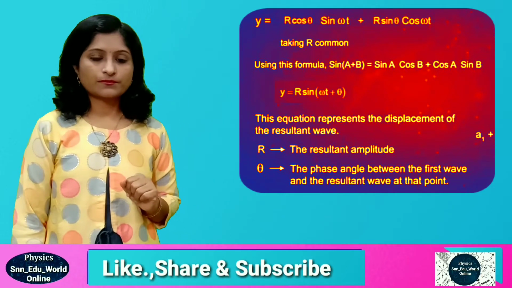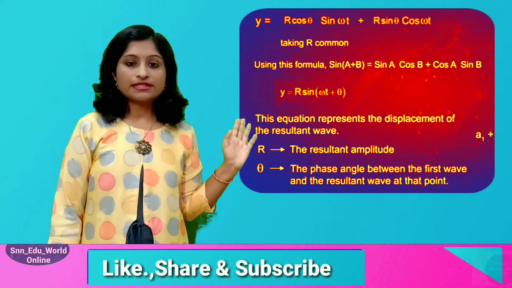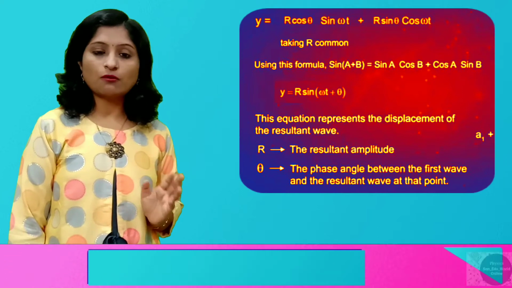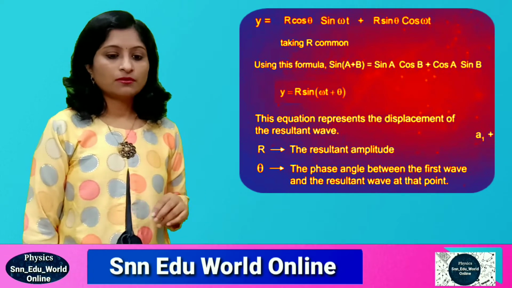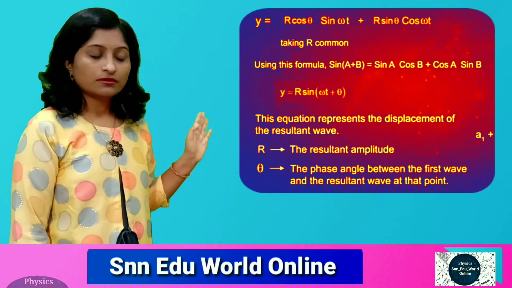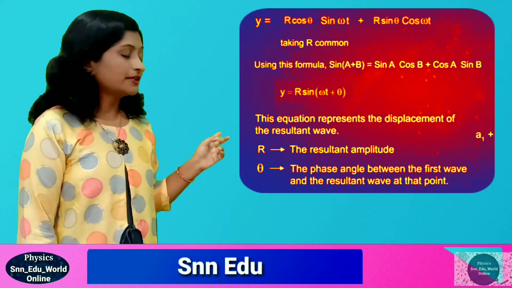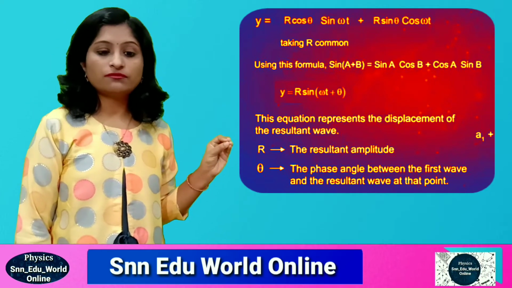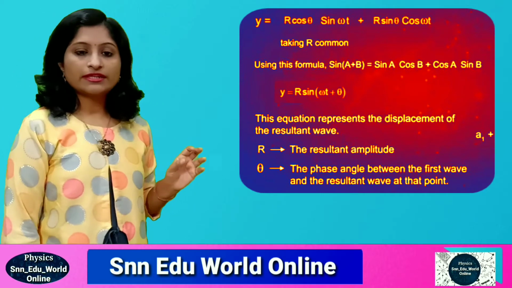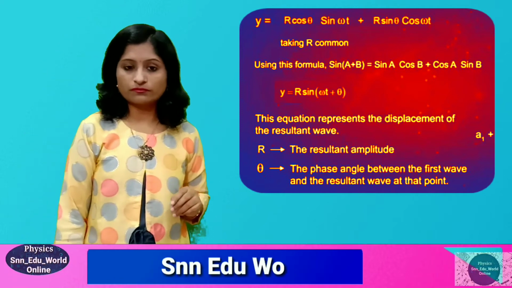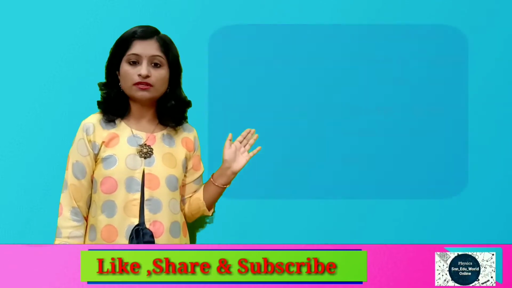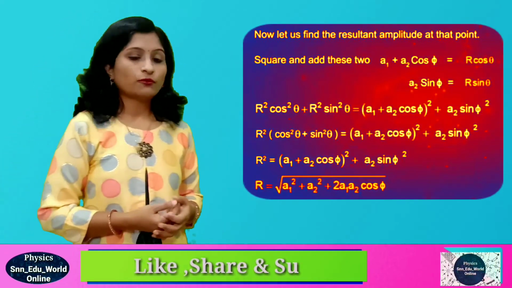This equation represents the displacement of the resultant wave due to these two waves when they reach a point P out of phase. Here capital R represents the resultant amplitude, and theta represents the angle between the first wave and the resultant wave at that point. So it is the phase angle between the two waves. Now we will move forward to the next conditions.